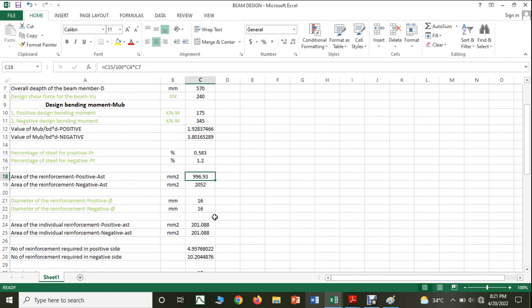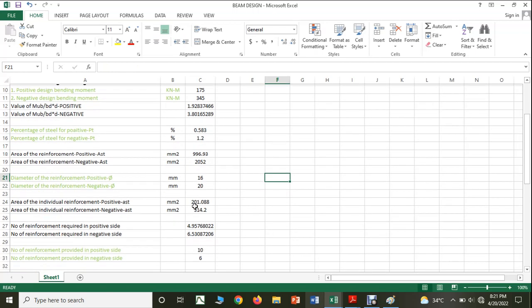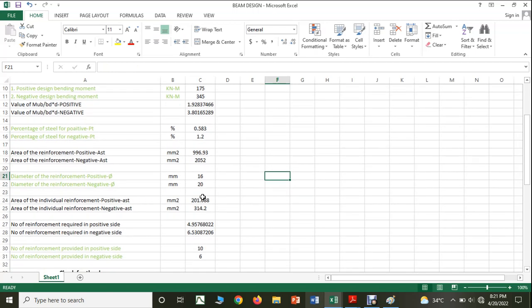Okay, now let us go to the diameter of the reinforcement that I am going to consider. For the positive, let us take it as 16, whereas for the negative reinforcement let us give the value as 20, right? When I give that, you can see that the area of the individual reinforcement will be 201 for the positive, whereas for the negative it will be 314.